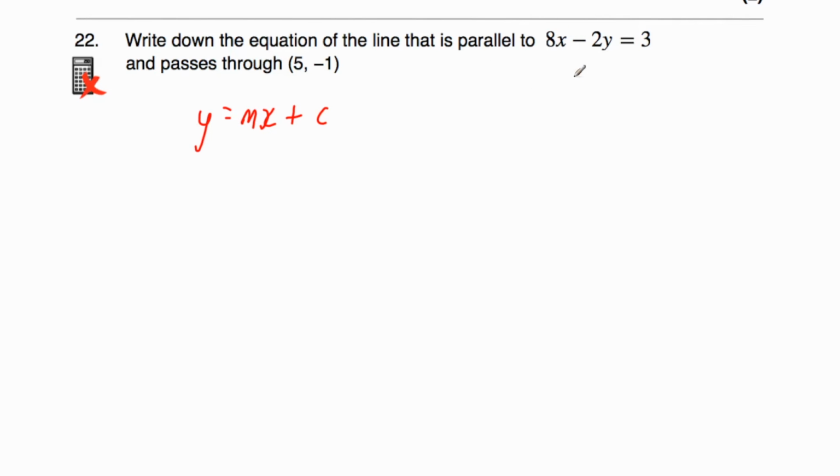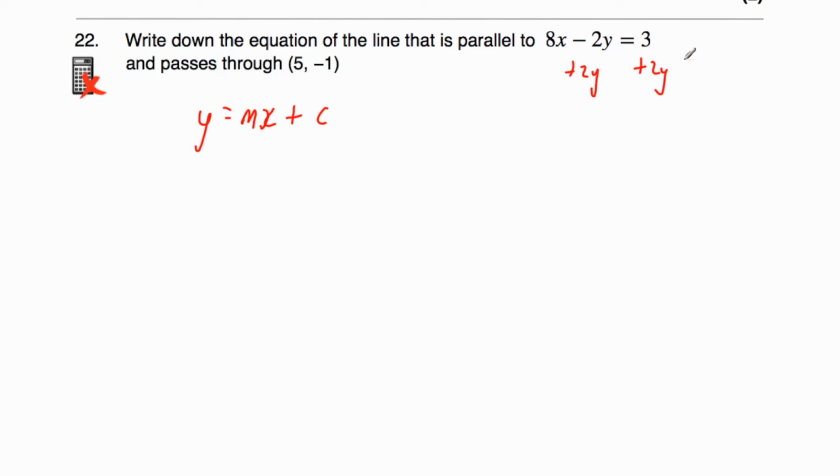But unfortunately with this line, we don't have it in the form y equals mx plus c. We don't have it in this format. So we need to rearrange this to get y to be the subject to then see what the gradient would be. So let's make the y the subject. So at the minute, we've got 8x minus 2y equals 3. Now I want it to be y equals, the fact that this is minus 2y bothers me. So I'm going to add 2y to both sides. So I'm going to add 2y to the left hand side to get rid of the minus 2y.